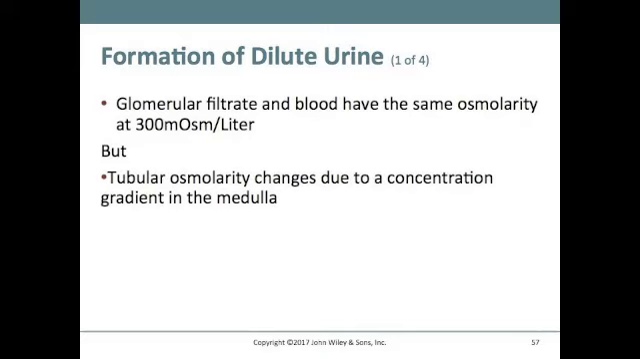Concerning the formation of dilute urine, the glomerular filtrate has about the same ratio of water and solute particles as blood. So that means it has a similar osmolarity. However, tubular osmolarity changes due to a concentration gradient in the medulla. So moving on to the next slide, when dilute urine is formed, the osmolarity in the tubule does three things. First of all, it increases in the descending limb, then it decreases in the ascending limb, and it also decreases more in the collecting duct.